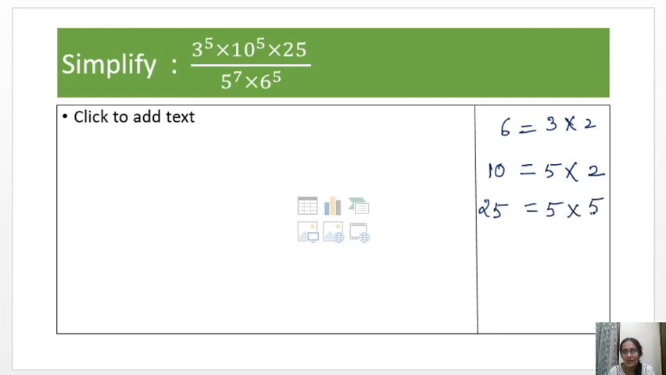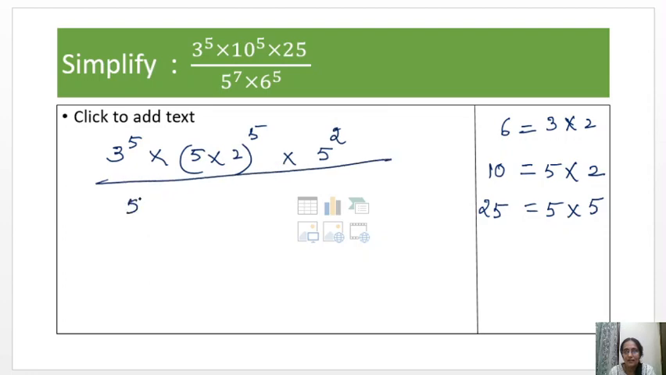Why do you have to write 5 into 5? Because here there is 5 as the base and there is some power for it. So when there is the same base, you can use the law of exponent. When the bases are different but the exponent is the same, you can also use the law of exponent. Right, 3 to the power 5. Write 10 as 5 into 2, then the whole power 5 as it is. Now here 25 can be written as 5 square, right?